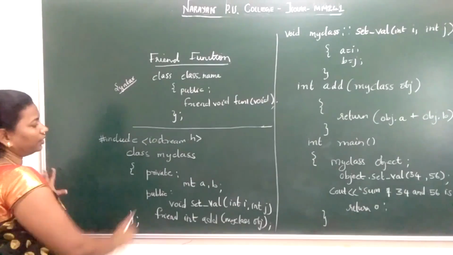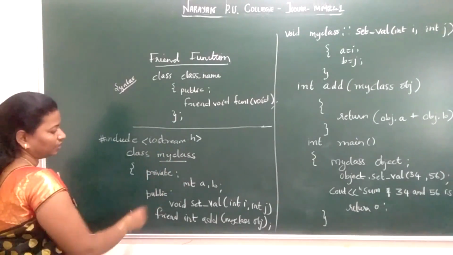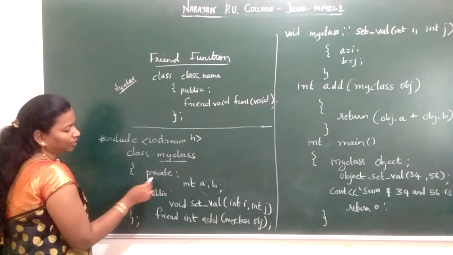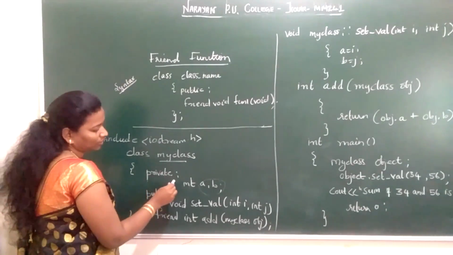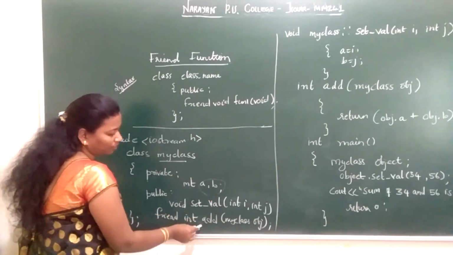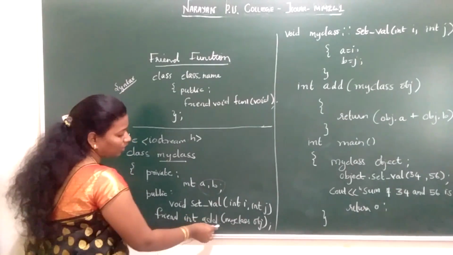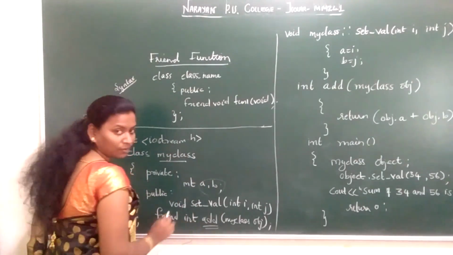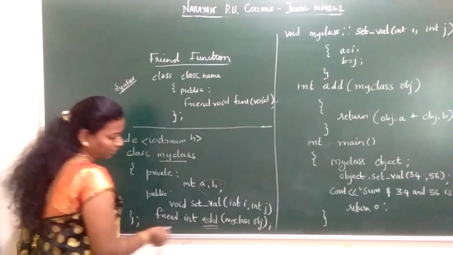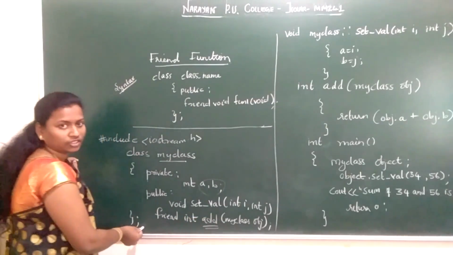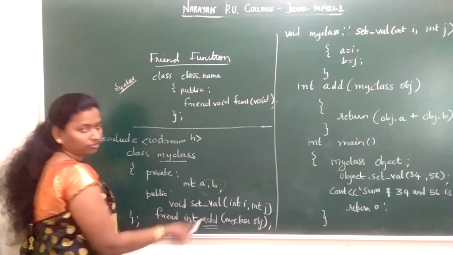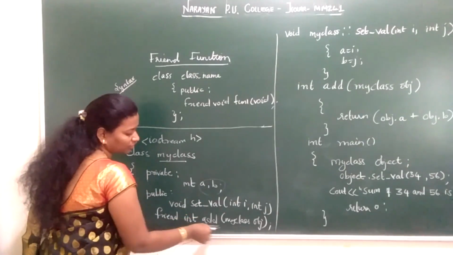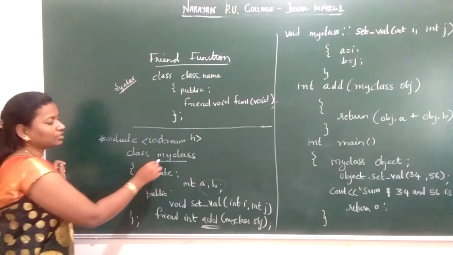For example, here I have taken my class as my class name. I have private int A and B. A and B are my data members. My access specifier is private. That means outside the class we can't use A and B. Now I have two functions, setval and add. Setval is a member function of the class my class. But add is not a member function. It is a non-member function, but it is a friend function. Add is a friend function to the class called my class.